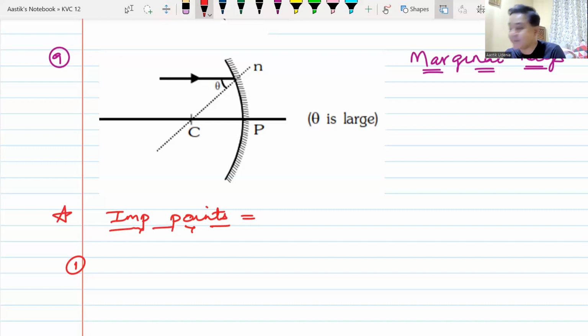Have you written marginal rays? Just write: angle of incidence is large. That's it. You may not draw the diagram. The diagram is irrelevant here. Just write angle of incidence is large, nothing else.